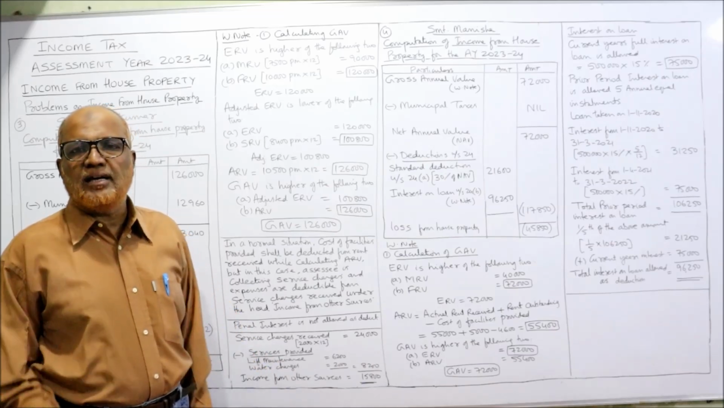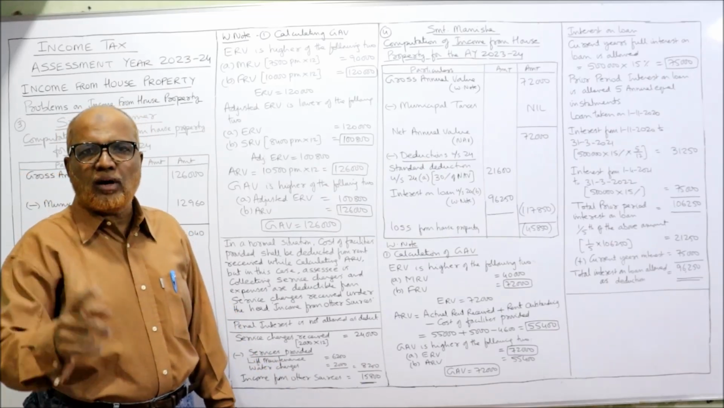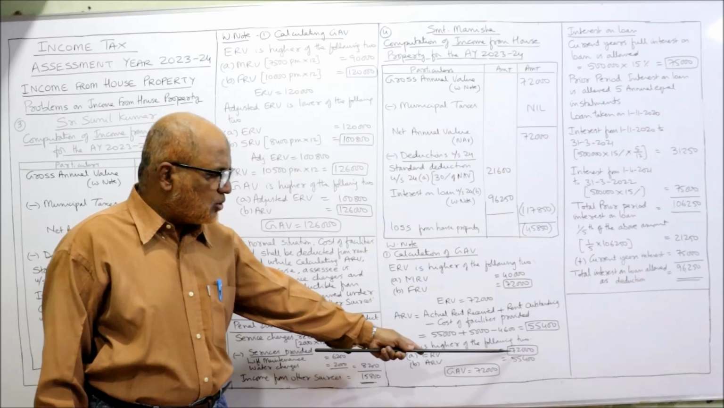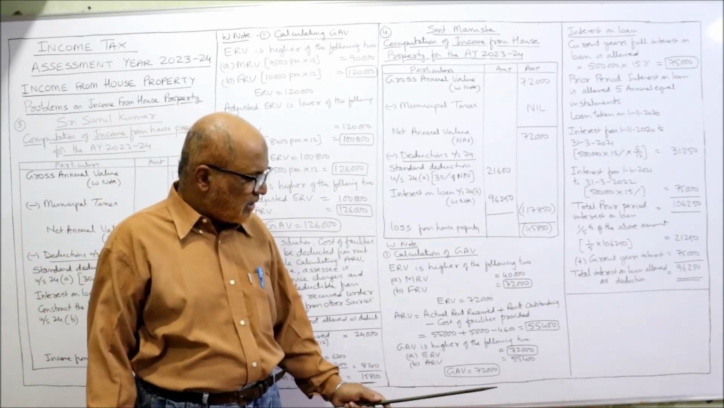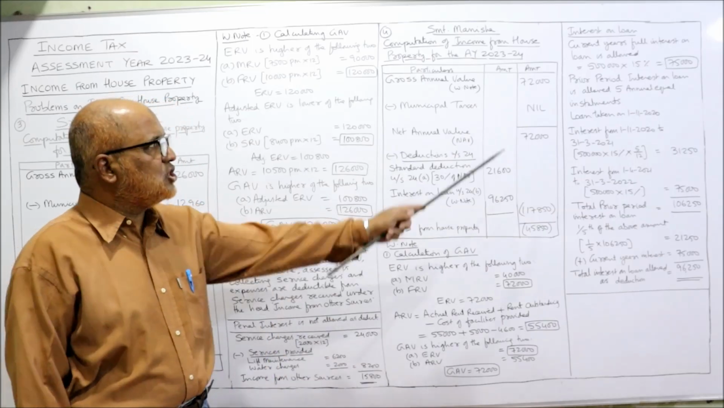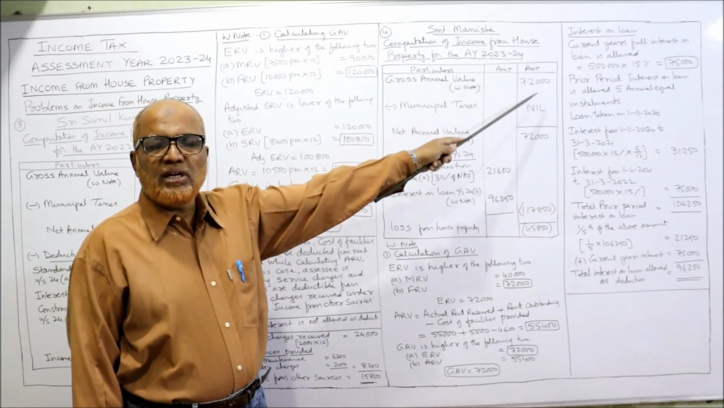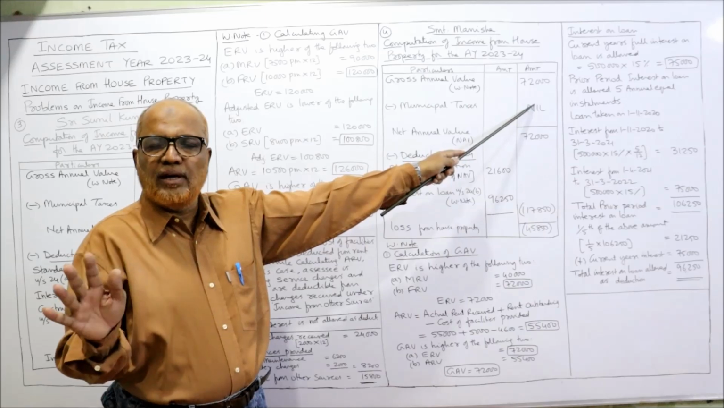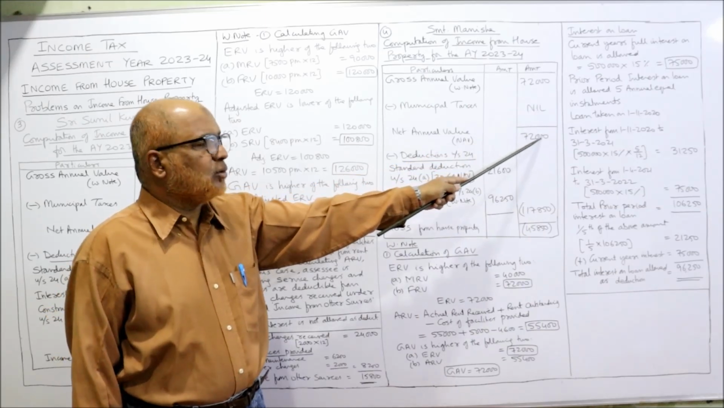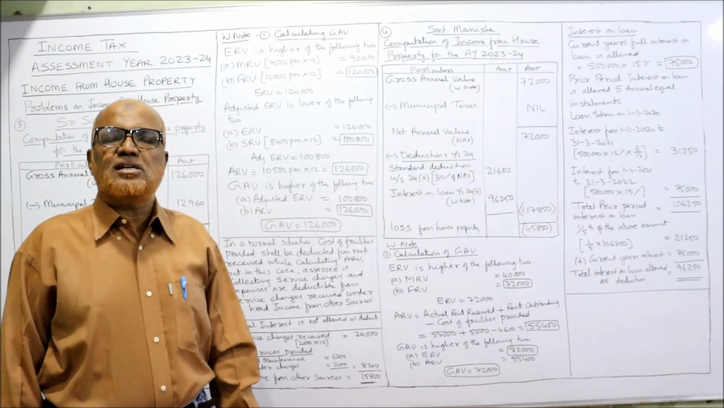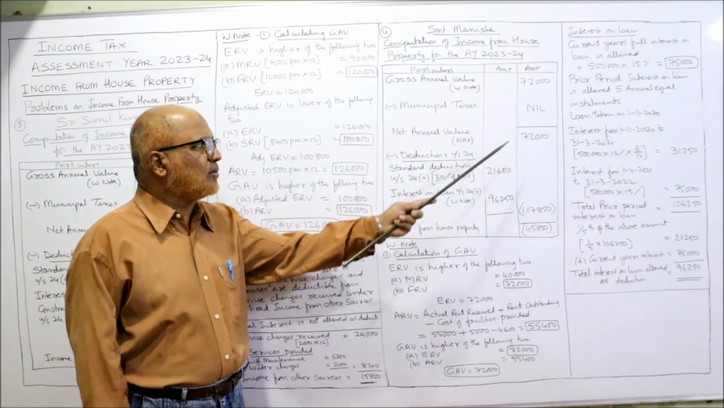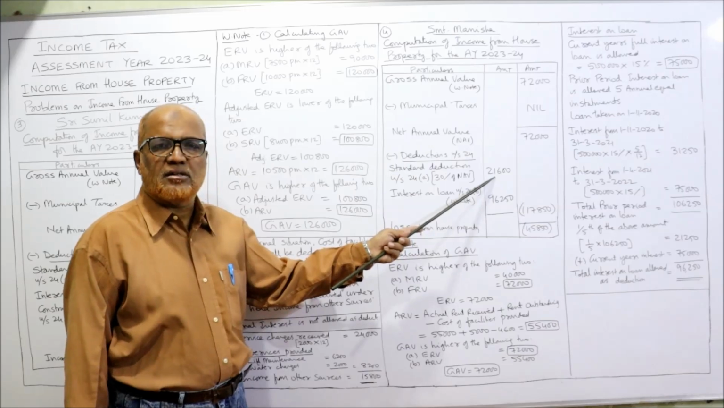Now GAV is the higher of the following two: ERV or ARV. ERV is 72,000, ARV is 55,400. Whichever is higher, 72,000, that is the GAV. From GAV, less municipal taxes: no deduction, nil. So 72,000 is the NAV, net annual value. Standard deduction under section 24A, 30% of 72,000, is 21,600.